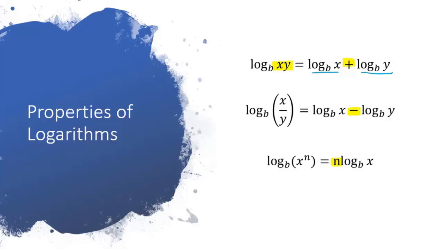This next one, we have the logarithm of a quotient. We can express the logarithm of a quotient, x divided by y, as a difference of logs. We'll subtract the logarithm of y from the logarithm of x. And finally, if x is raised to a power, we can rewrite this as a multiple. Once again, these are easier to see in practice.